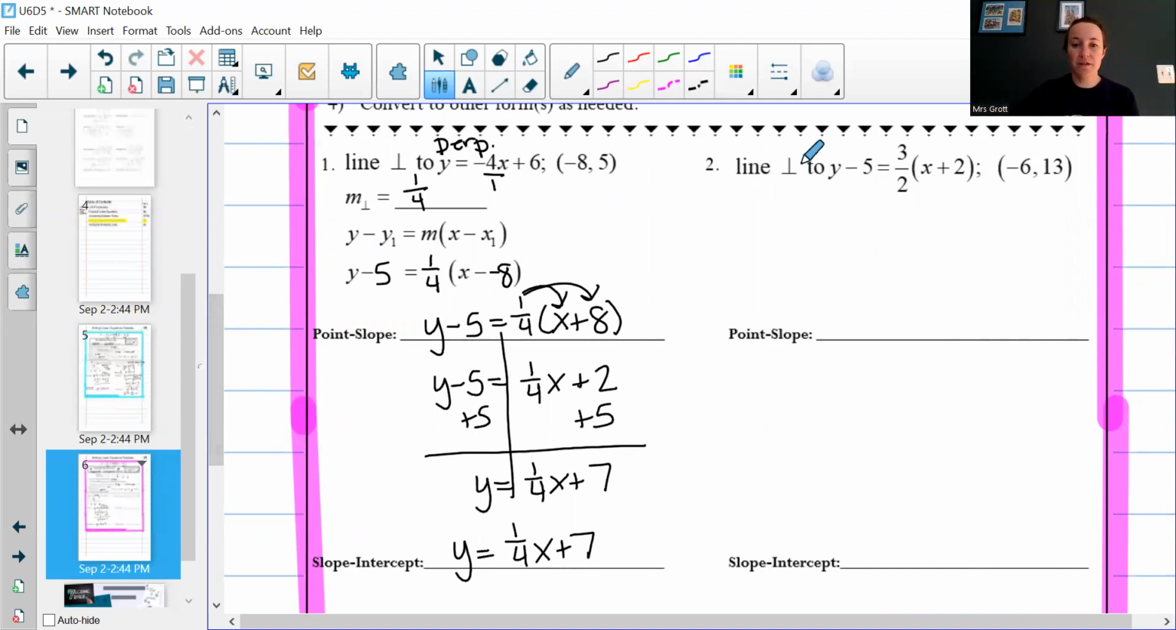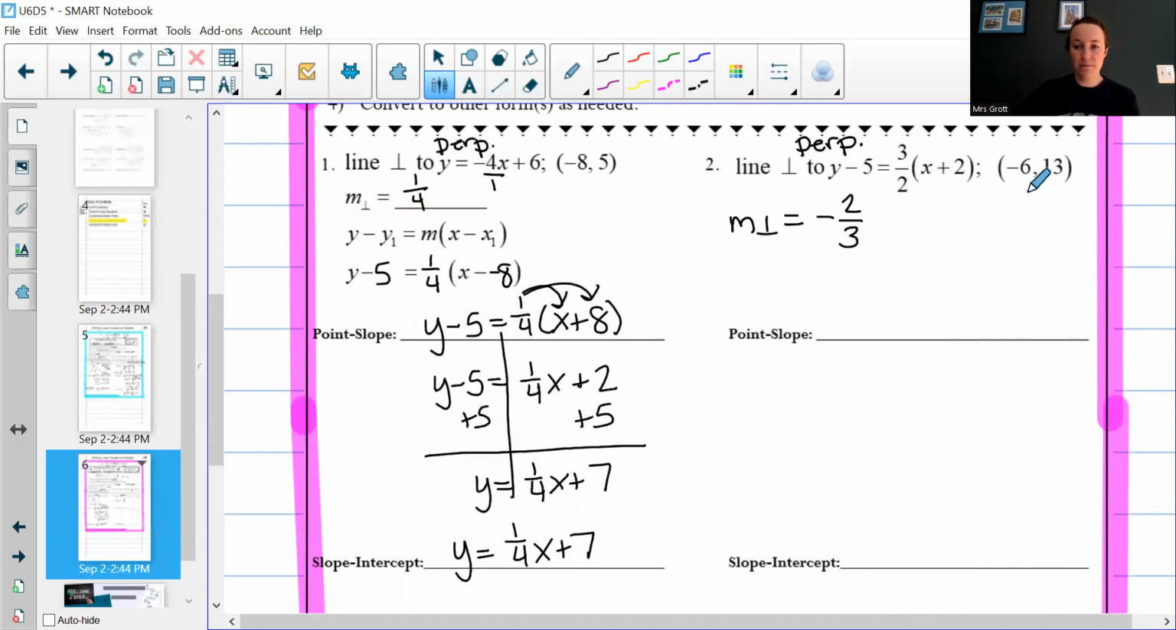Okay, second one, we want a line, again, this means that it's going to be perpendicular to this equation going through this point. Well, we need to know what our slope is. So our perpendicular slope is going to be the opposite reciprocal. Since it's a positive, it's going to become a negative, and we need to flip our fraction.